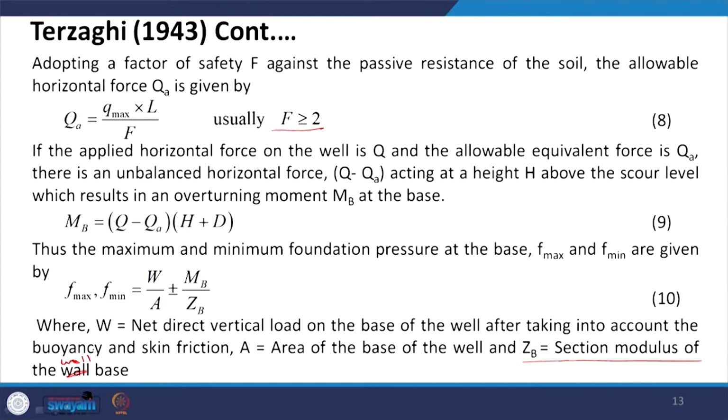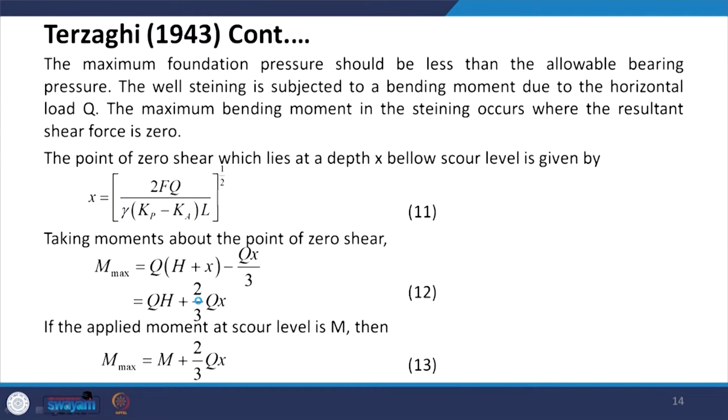So, you have this. Now, in these two cases the maximum value should be less than the permissible value and the minimum should not be tensile, it should not be 0. Continuing with Terzaghi's theory, the maximum foundation pressure should be less than the allowable bearing pressure, and the well steining is subjected to bending moment due to the horizontal load Q, which we have already calculated. The maximum bending moment in the steining occurs where the resultant shear force is 0, as you know that bending moment will be maximum where the shear force is 0.